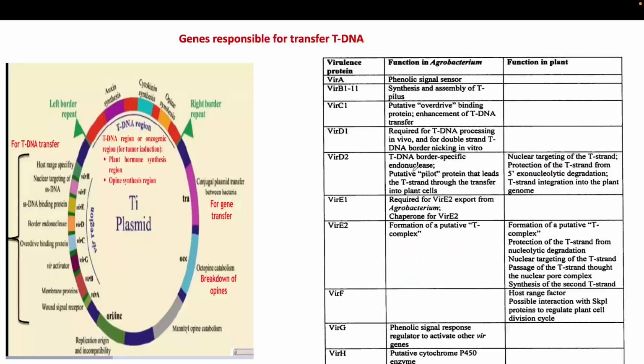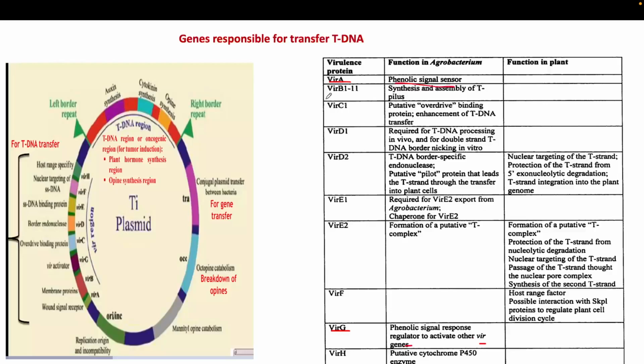Here we can see the virulence genes' functions, which you should know. From an exam point of view, it has been asked how many of each virulence gene there are. Vir A and vir G have only one each. The vir A gene is a phenolic signal sensor, and the vir G gene is an inducer for other vir genes. It activates other vir genes.